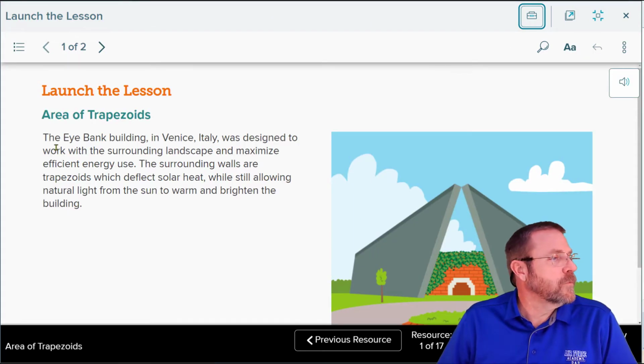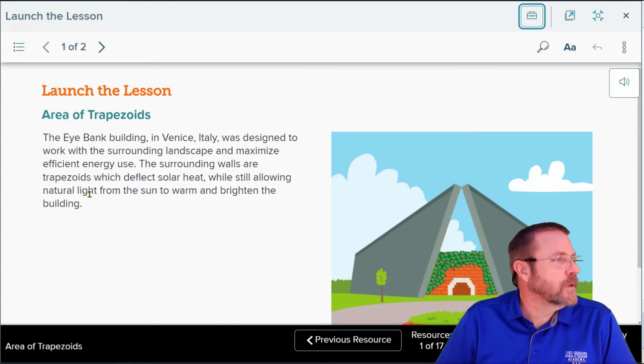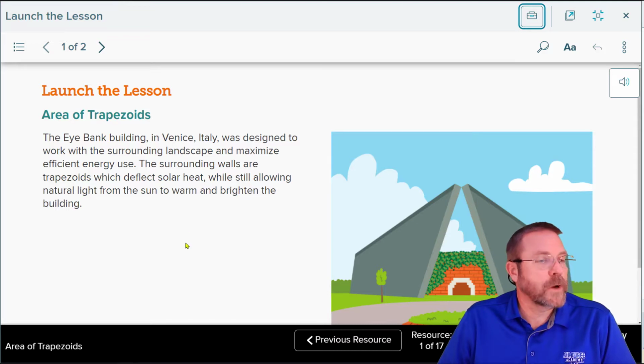We have 17 resources to work through, starting off with an introduction that says the I-Bank building in Venice, Italy was designed to work with the surrounding landscape and maximize efficient energy use. The surrounding walls are trapezoids, which deflect solar heat while still allowing natural light from the sun to warm and brighten the building.